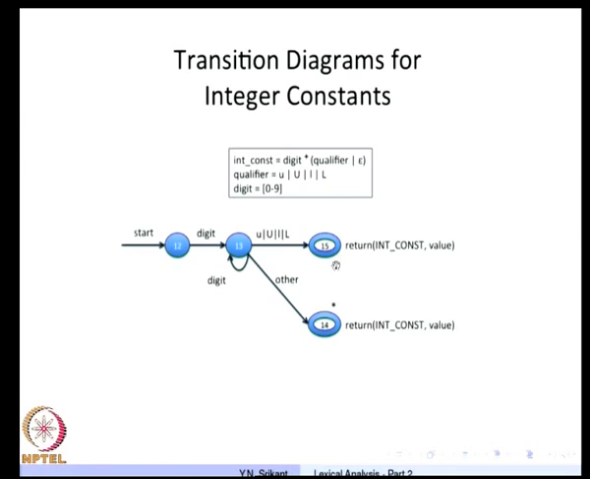So, how about normal integers? A normal integer constant is any number of digits followed by a qualifier. Digit is either 0, 1, 2, etcetera, up to 9, and qualifier as usual is unsigned or long. So, this is very simple. Start on a digit, consume a digit and then any number of digits. Sorry, this is not digit star, this is digit plus. So, any number of digits here, and then either unsigned or other character. In both cases we return integer constant and its value. So, this is a very simple transition diagram for integers.